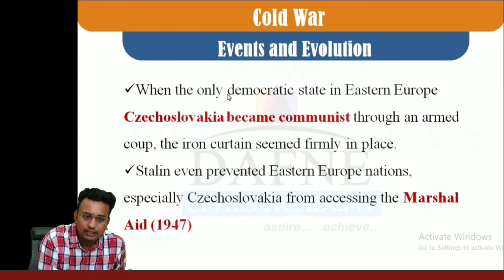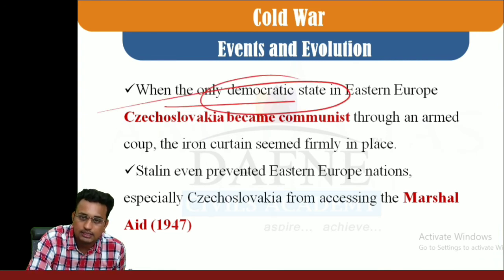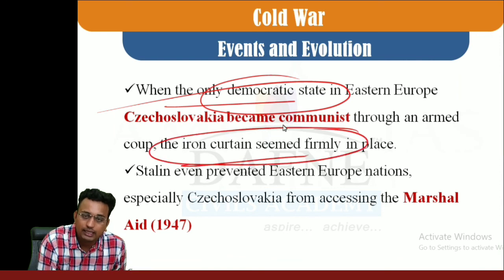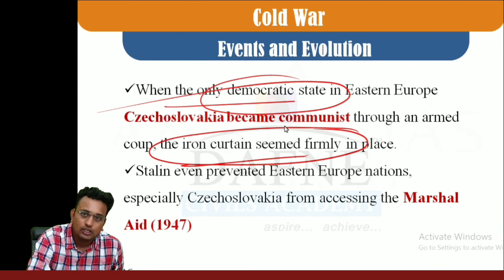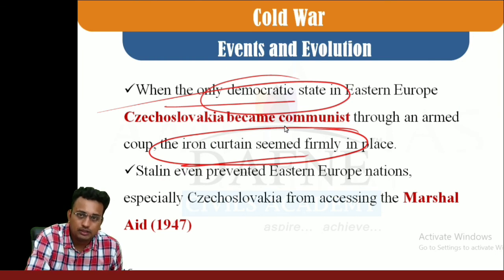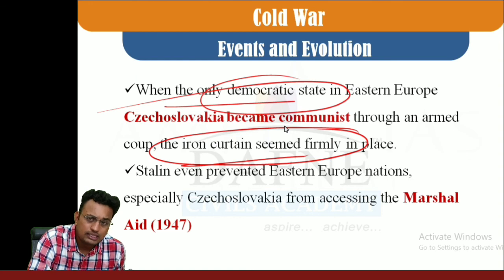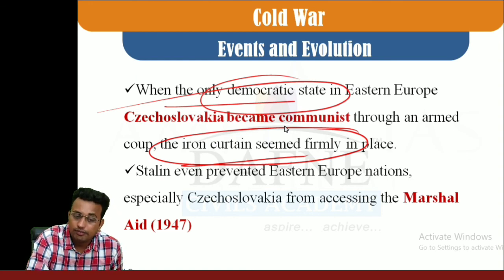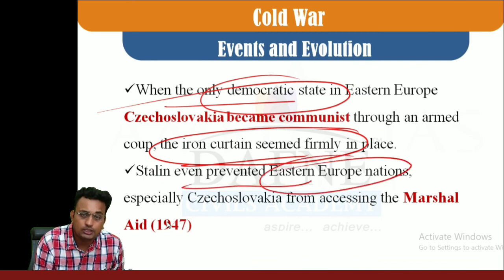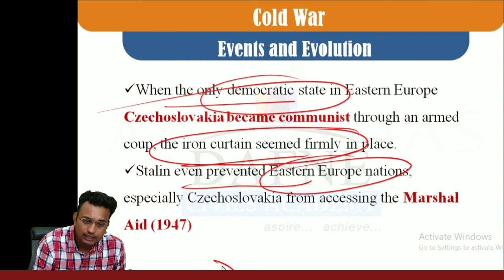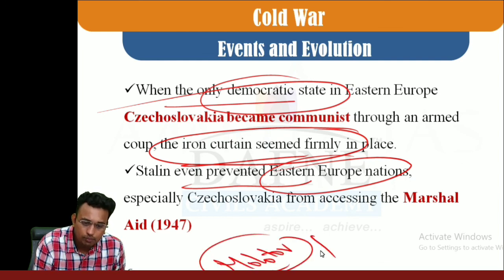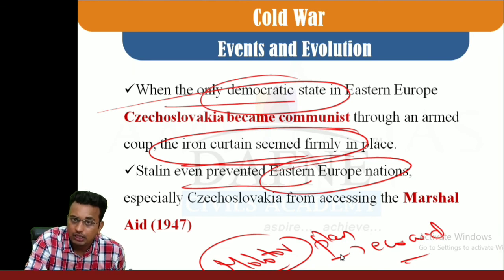Okay. So finally, the only democratic state in Eastern Europe, Czechoslovakia, when it also became communist, the Iron Curtain became firm. It became confirmed that yes, now we have to take actions with respect to stopping this communism from spreading. Czechoslovakia was a democratic country, but when a communist government was established in Czechoslovakia, the Iron Curtain got confirmed. Okay, and Stalin even prevented the Eastern European nations also. In contrast, for the Western European nations, you have Marshall aid. Russia gave the Molotov plan, that is economic aid and all. He in fact even stopped Czechoslovakia from acquiring the Marshall plan, or the European Recovery Program of Truman.